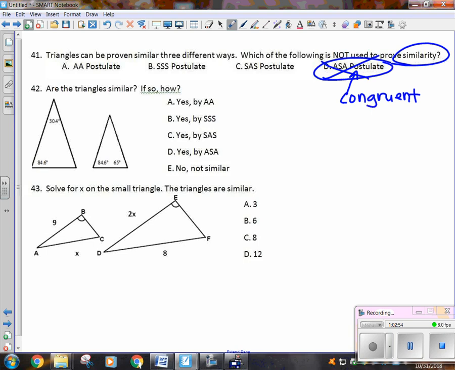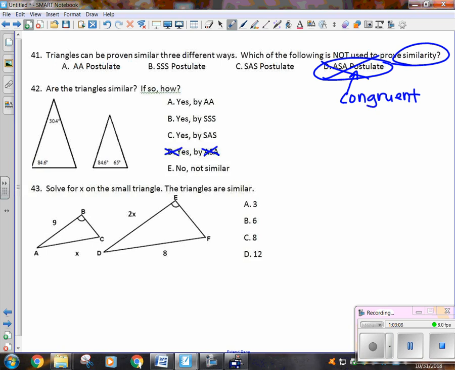Are the triangles similar? If so, how? I got every choice imaginable. Even the one that we just found out, I can about guess it's not D because I threw that one in there just to see if you might go for it. I encourage you to look carefully.